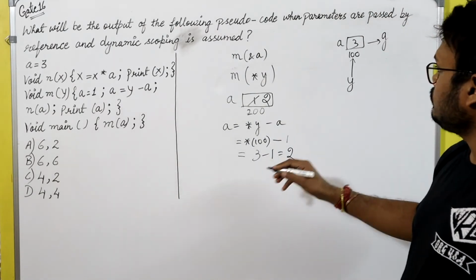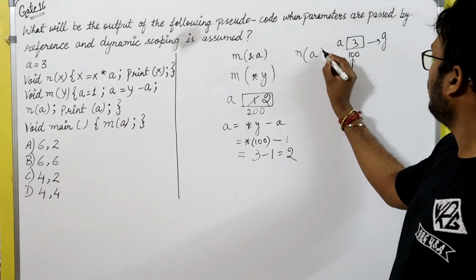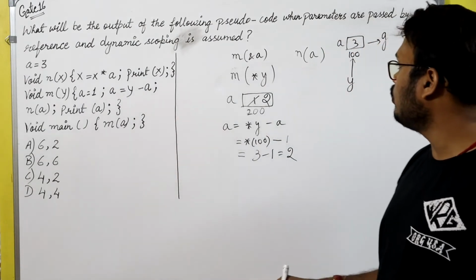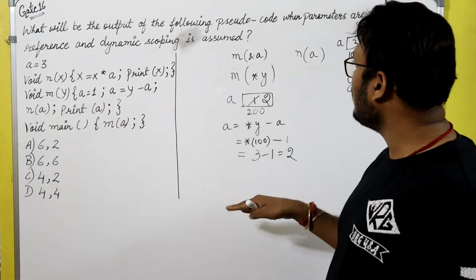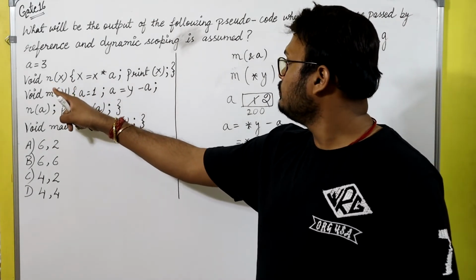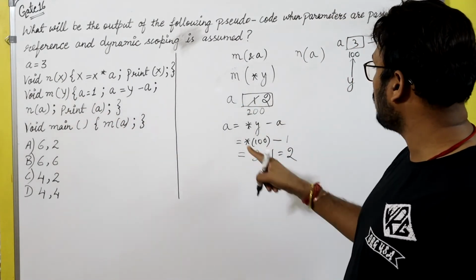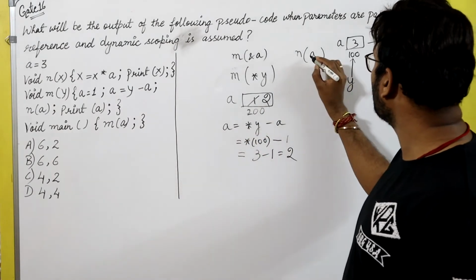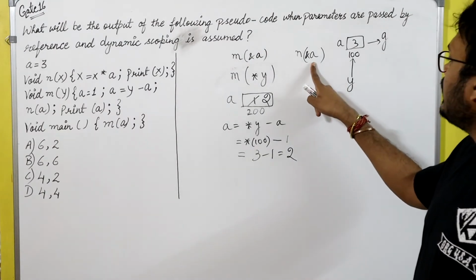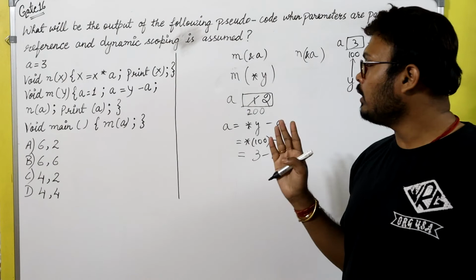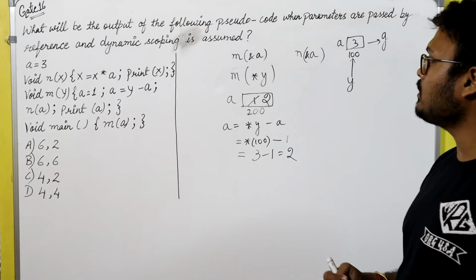So what will happen here? In n, A will be passed as a parameter. This A. Now what will happen? Since it is pass by reference, the address of this A will be passed as a parameter, like &A. It means what? The address of A is passed. What is the address of this A? The address of this A is 200. It means 200 is passed as a parameter.